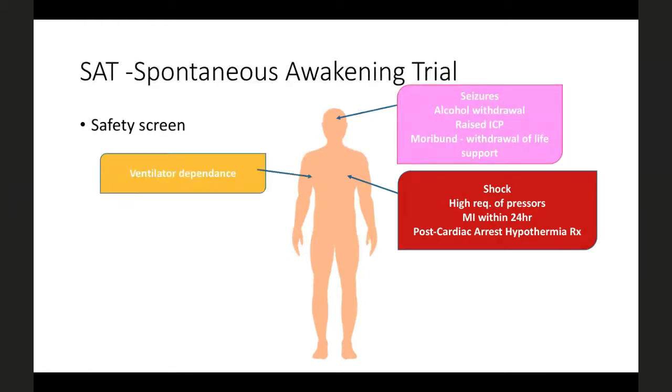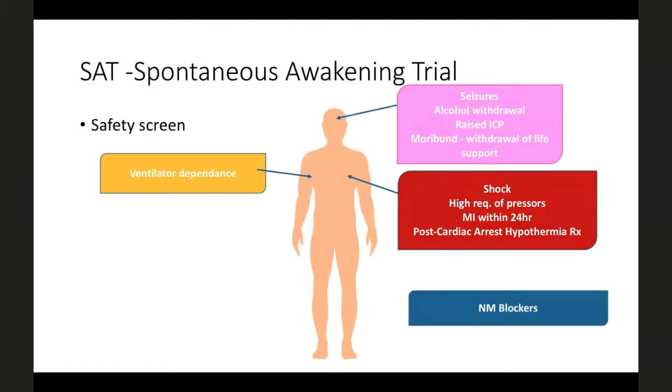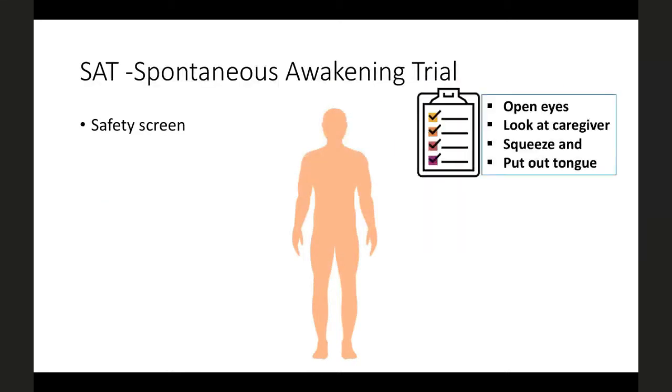With regard to the respiratory system, if the patient is ventilator dependent, you cannot opt for a spontaneous awakening trial. So is the case with ongoing neuromuscular blocker use. There should be a checklist. Neurologically, you check whether the patient opens his eyes, looks at the caregiver, squeezes his hands, or puts out the tongue. 3 out of 4 would be very much desirable.